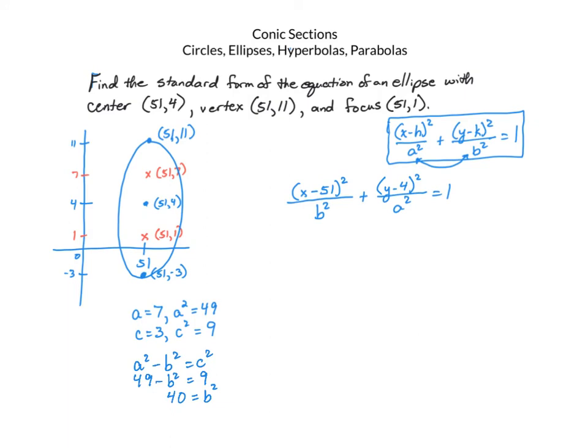So my equation can now be complete. I'm going to substitute the a squared and the b squared in. So I have (x minus 51) squared over 40 plus (y minus 4) squared over 49 equals 1. And I have the equation of the ellipse described. I hope you'll go do some practice with some conic sections.